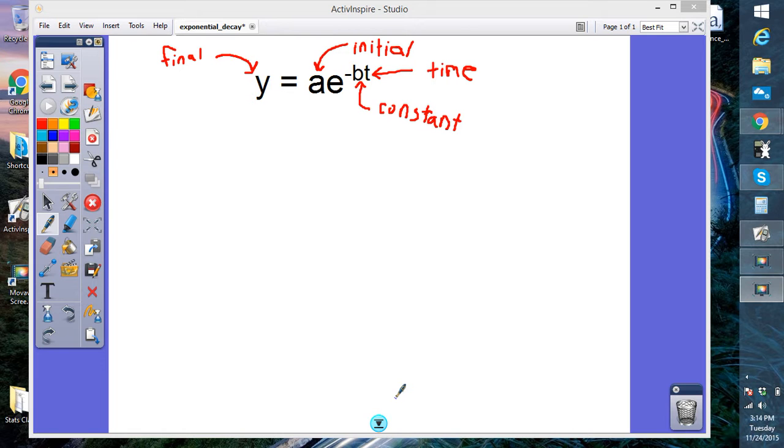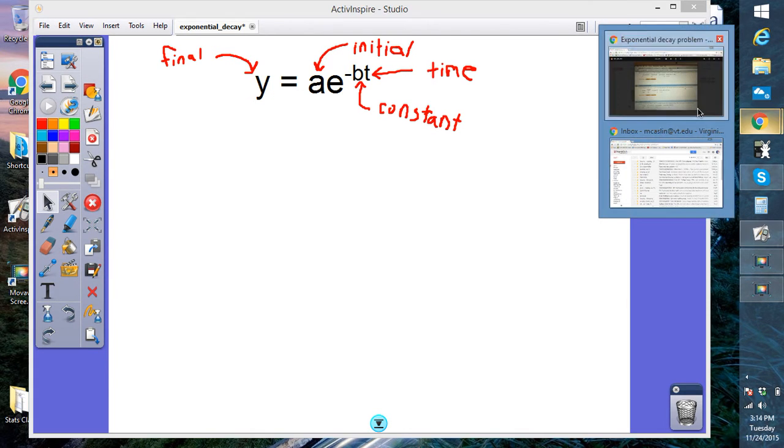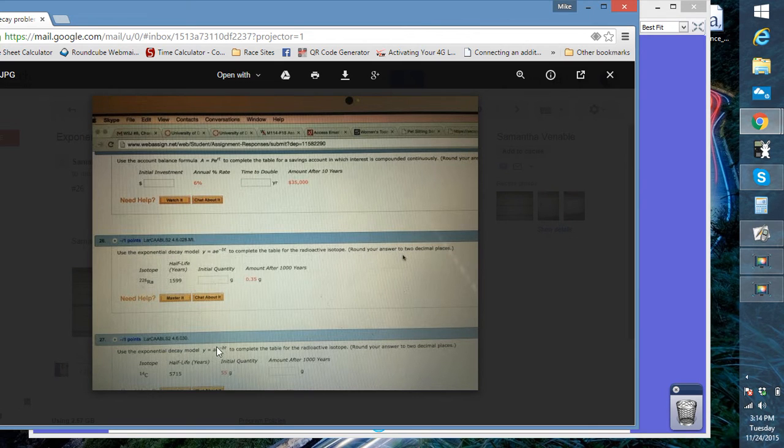This is Mr. Caslin. We're going to talk more about this exponential decay. I think in the second problem that you had, let's find it. Okay, I was looking at this next problem down here. Now this, we're going to use the same formula, but we have different information that they're given.